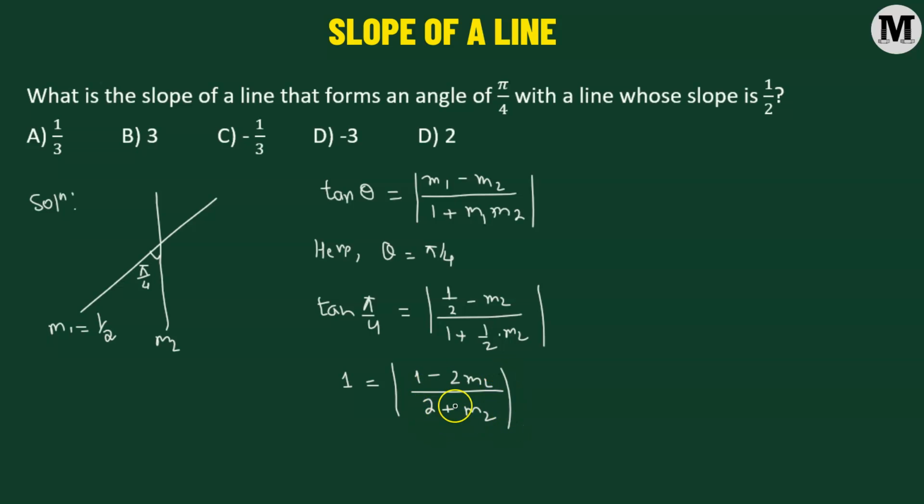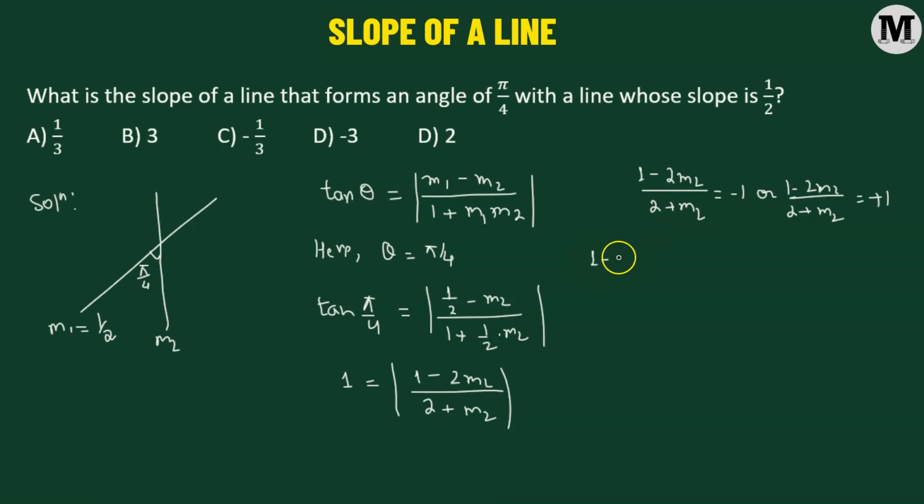Our goal will be now to solve for the value of m2. So here we can take two values. We can consider 1 minus 2 times m2 divided by 2 plus m2 to be equal to -1, or we can consider 1 minus 2 times m2 divided by 2 plus m2 to be equal to +1. Let's solve them independently. We'll cross multiply.